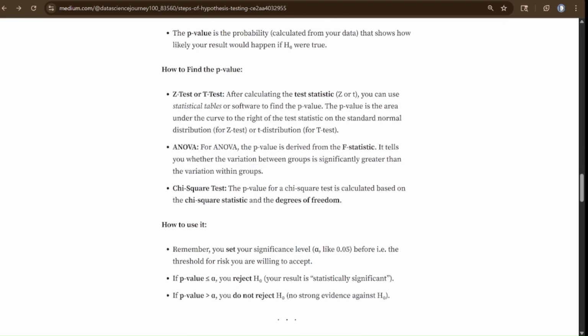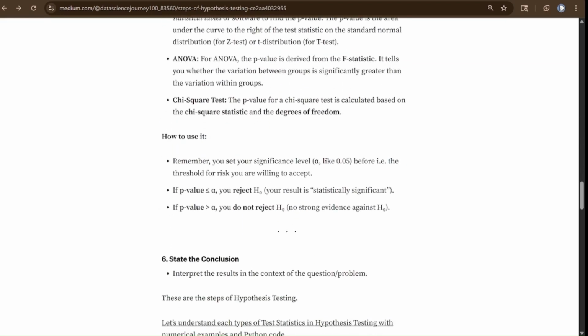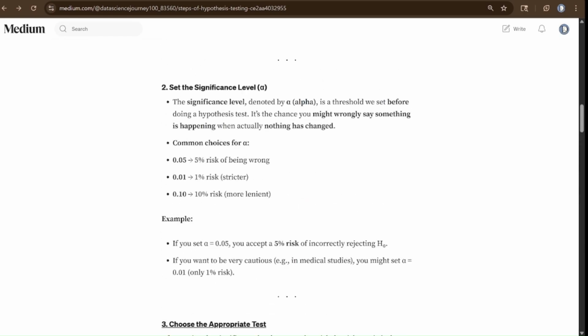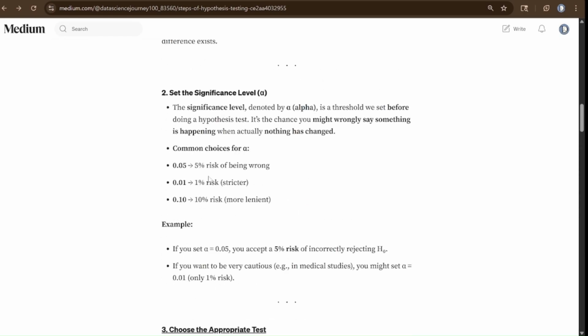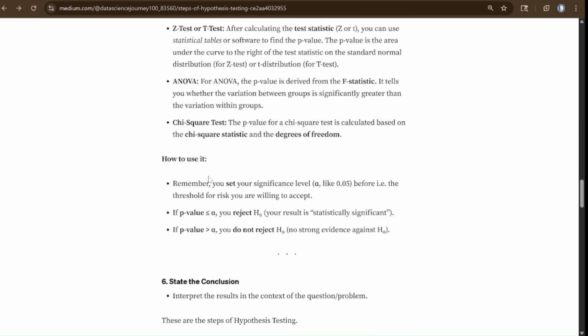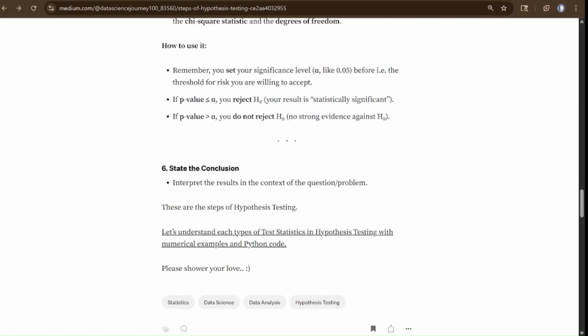Now, once these are all done, you check if your P value is less than alpha or greater than alpha. Alpha is the significance level. This is the risk you are taking. So after calculating the p-value, you will compare with this. If it is less than alpha, then you say that the result is statistically significant. That means you reject the null hypothesis. So you will say that the drug has reduced recovery time.